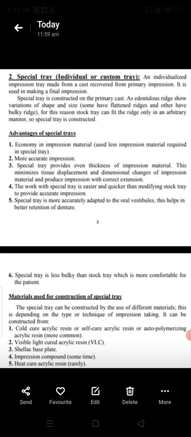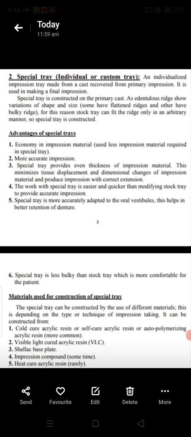Now, what is special tray? An individualized impression tray made from a cast recovered from the primary impression, meaning the primary cast. It is used in making the final impression, because we always take the primary impression from a stock tray, and we take the final impression, or secondary impression, from the special tray, or individual tray, or custom tray. Special tray is constructed on the primary cast.